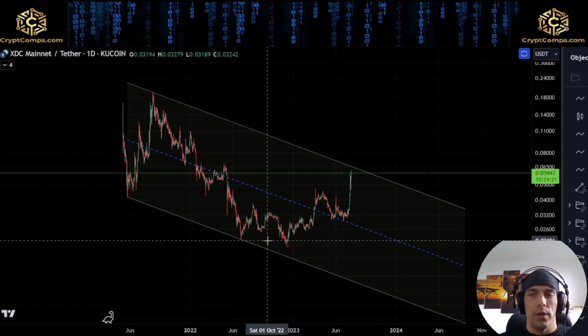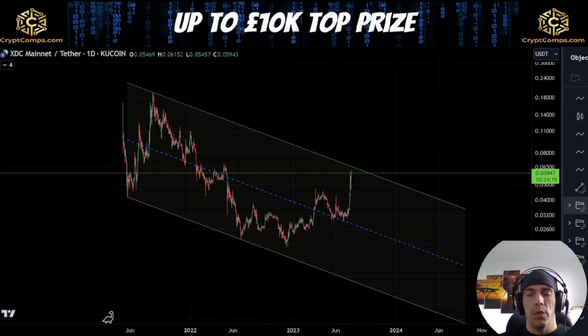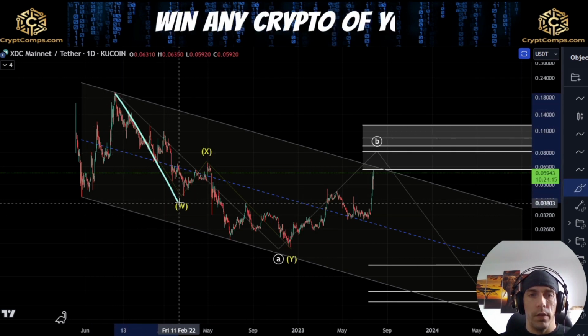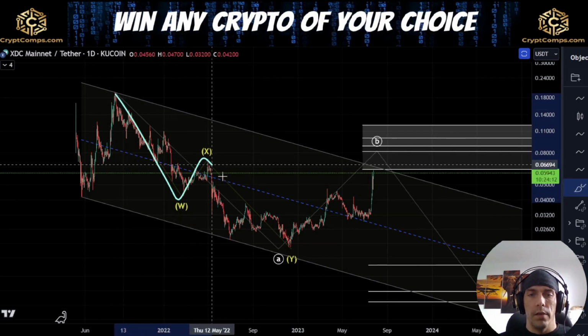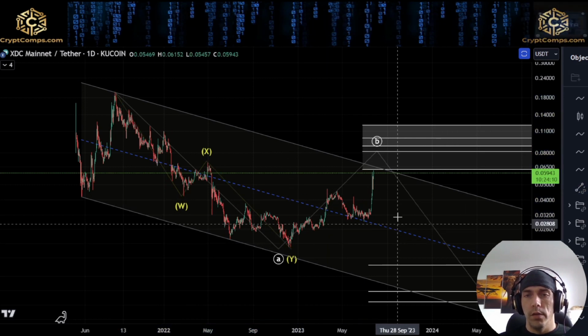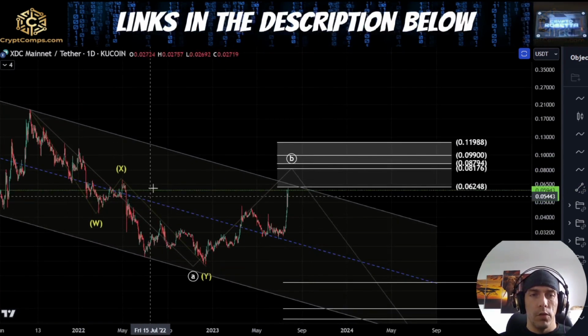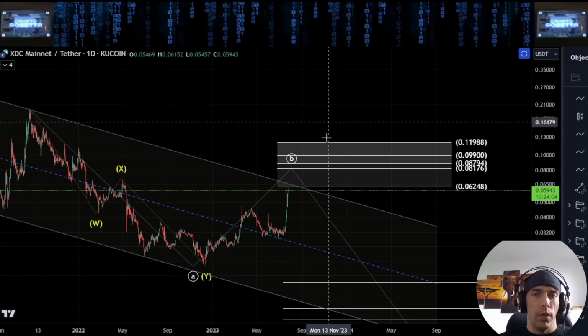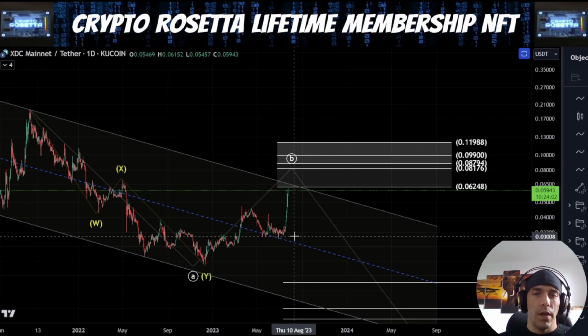So we're going to talk about this idea that we could be completed here, as well as that possibility of this continuation down. So now what we could have here is effectively this is a W, this is an X, and then this is a Y wave to the downside here. Now, if this is the case, this could technically be a completed correction, in which case we could look to potentially trend to the upside. We'd have to see a lot of things happen for this to take place.